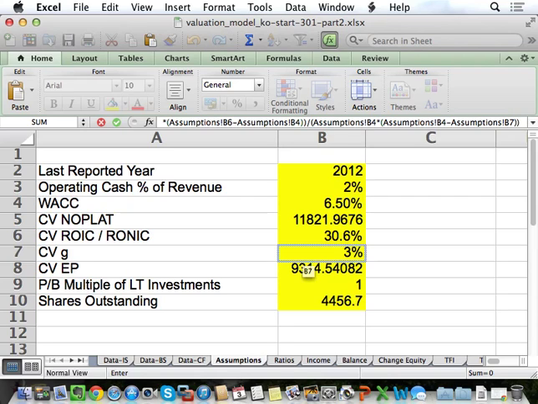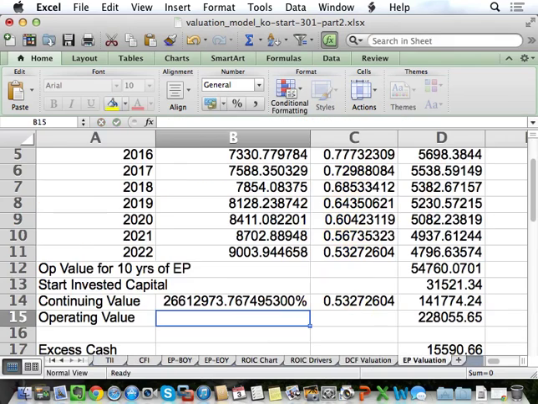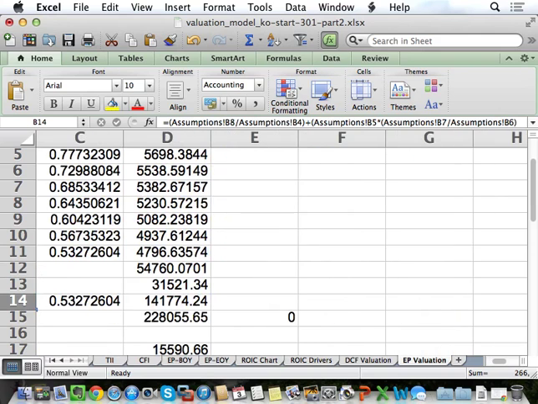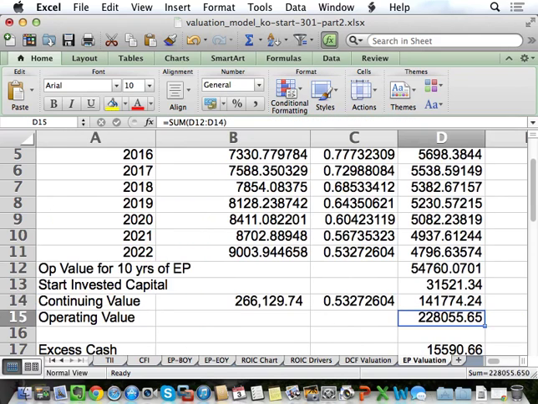Sometimes it takes me 2 or 3 times to get this formula right with the correct order of operations. So I'm just going to cross my fingers here and hopefully I got it right on the first try. Hit enter. Difference of 0, operating values match. Just show the formula again.